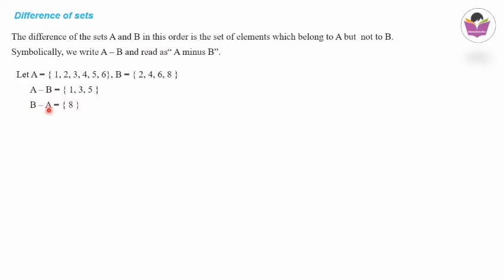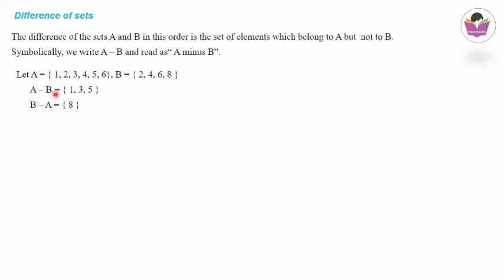Next is B minus A. Let's check. Means elements which are in B not in A. So B we have to check first. So 2 it is there. Then 4 it is there. 6 it is there, but 8 when you consider, it is not there in A. So B minus A element is set of 8.